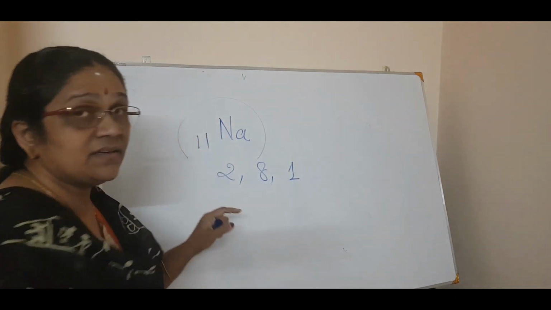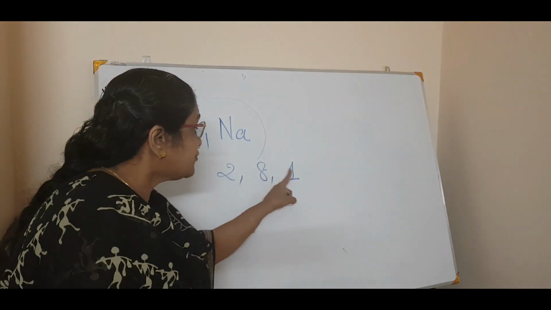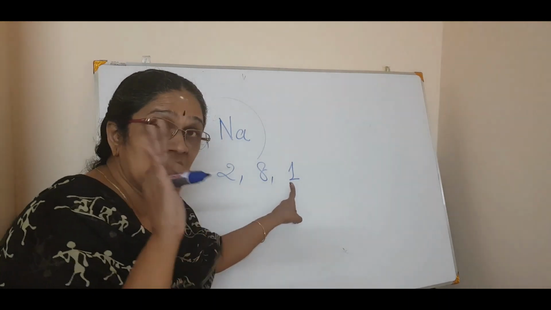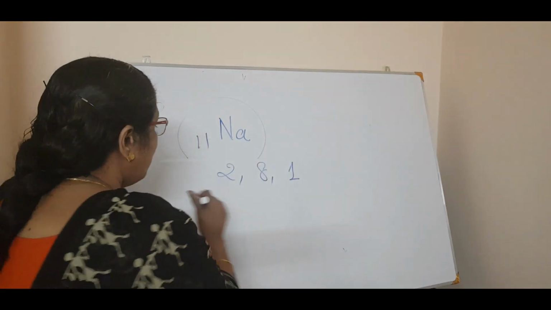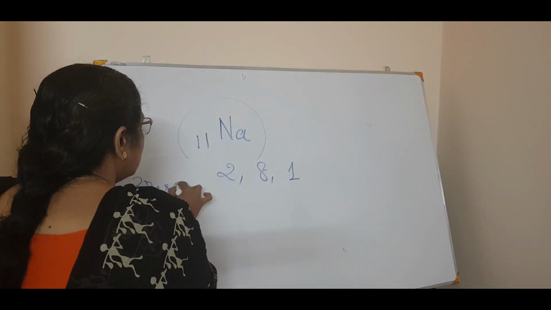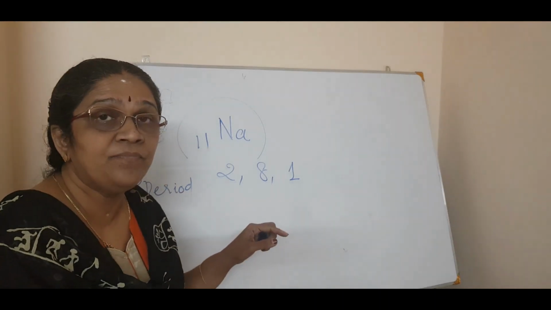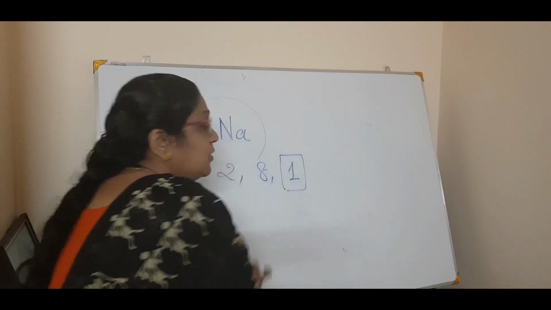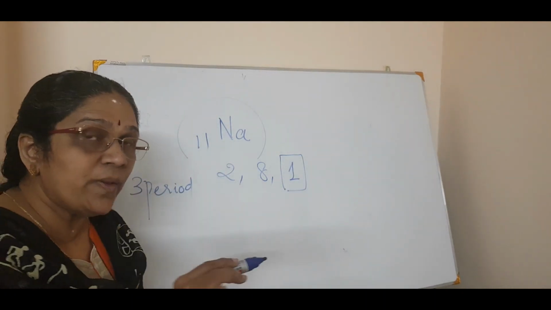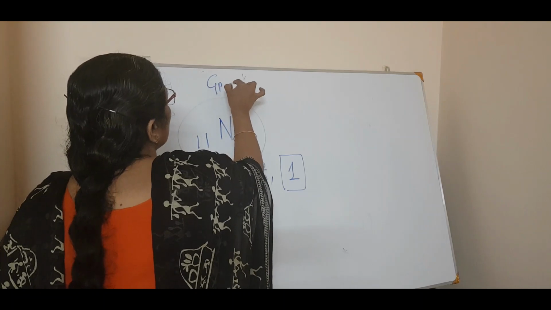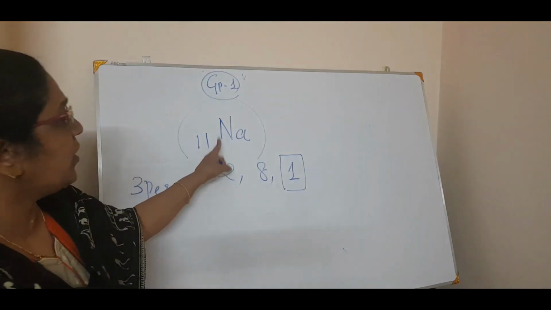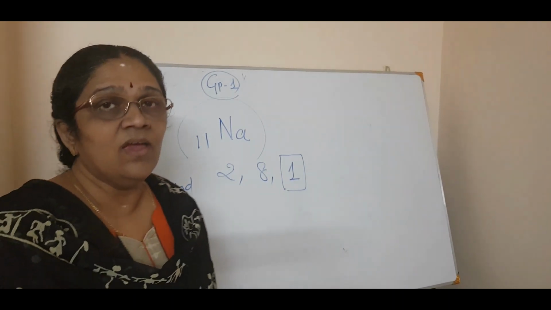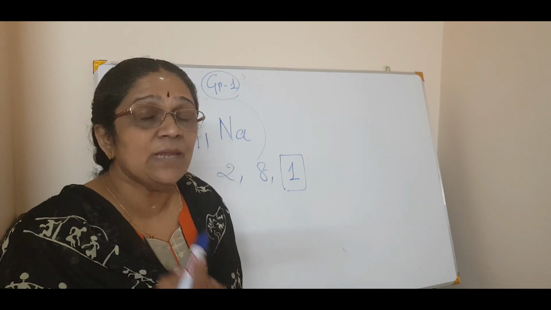Okay, so the electronic configuration is 281. Correct? What did I say? Number of shells, and which shell is the valence electron in? 1, 2, 3, in the third shell. So which period? That will give you the period, third period. Right? Look at your periodic table. It is in the third period. Now, what is the outer electronic configuration? 1. So which group will it be in? It is in the first group. Okay. So by knowing an element's atomic number, you can say where the position of that element is.